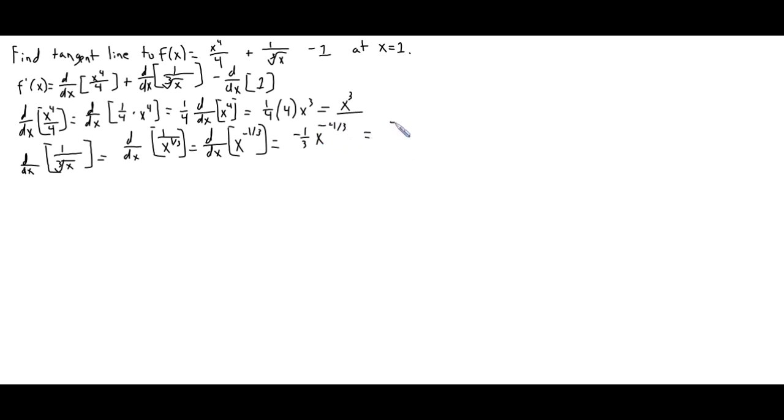There are a bunch of different ways to write this part, but I would write it as negative 1 over 3 times the cube root of x to the 4th, right? That's just negative 1 over 3 times x to the 4/3, and there are a bunch of different ways to write it. You probably could just leave it as it was, but this is how I choose to write it.